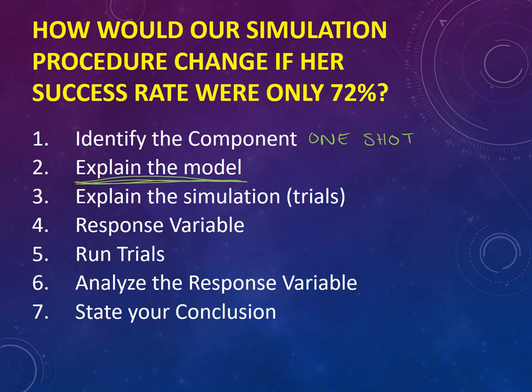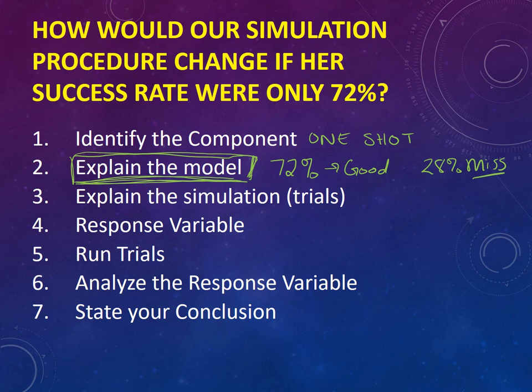Okay, how am I going to show this occurring? And the simulation is still going to be the same. All of this is going to be the same, except for that explain the model. And the model changes because now we need 72% to be good. And that means that we need the other 28% to be misses. Now, letting the digits 0 through 7 no longer represents the percent that I want. So we need to change this.